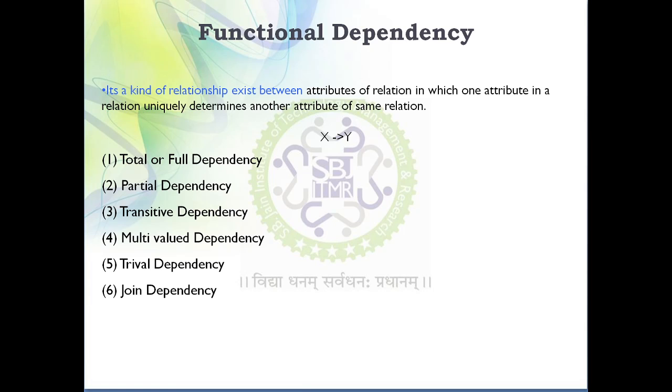Multi-value dependency means a one-to-many kind of relationship. Suppose in a particular table a one-to-many kind of relationship exists between the attributes, then it is a multi-value dependency. Trivial dependency means a simple condition: alpha determines beta and beta is a subset of alpha. And what is join dependency? Suppose I split one table into 2 or more sub tables, and after joining the sub tables we are getting the original table back, then we can say that there exists a join dependency.